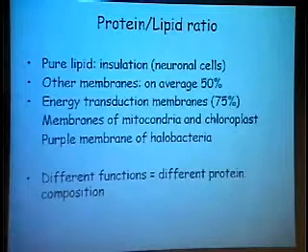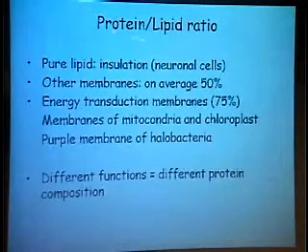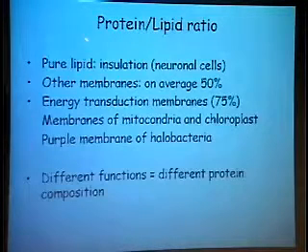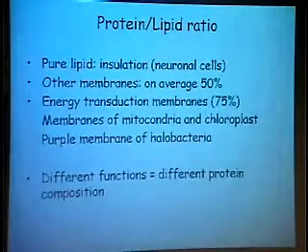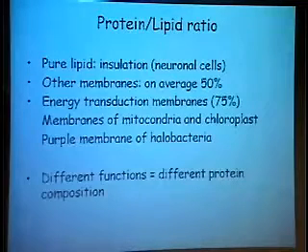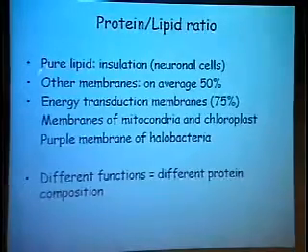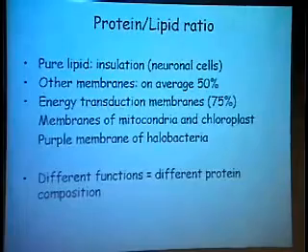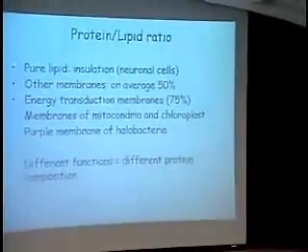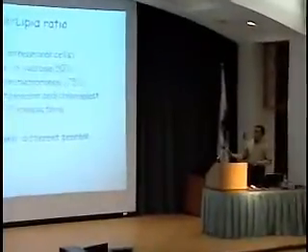One last point about bilayers and cell membranes. We have a lot of proteins basically inserted in different cell membranes. Depending on the function of the cell, this protein-lipid ratio might be very different. In some cells, like your neuronal cells, in which we just need to insulate the interior and exterior because we want to establish an electrical potential across the membrane, basically we have pure lipids, a few proteins, a very, very low density of proteins. In other membranes, on average, we have 50% protein. Some cells, like those membranes which are dealing with energy transduction, can have actually up to 75% of protein, because the only function of this membrane is basically to produce as much energy as possible.